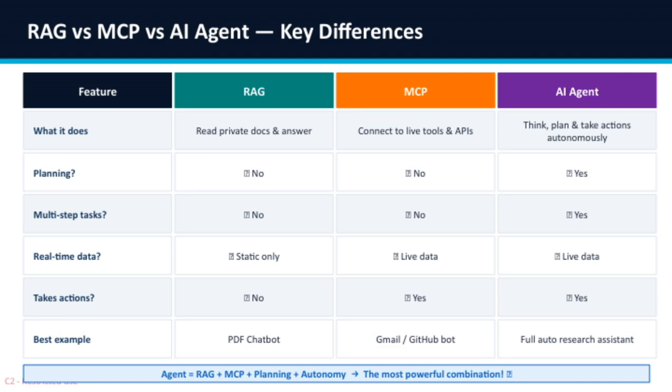responses. On the other hand, static systems lack these capabilities. They cannot access live data or handle multi-step tasks effectively. This combination of features, live data, multi-step processing, autonomous planning, is what makes these agents so powerful and adaptable in today's fast-paced digital environment. And that's the key takeaway. Integrating RAG, MCP, and planning creates a truly autonomous, intelligent system capable of transforming your workflows and data interactions.